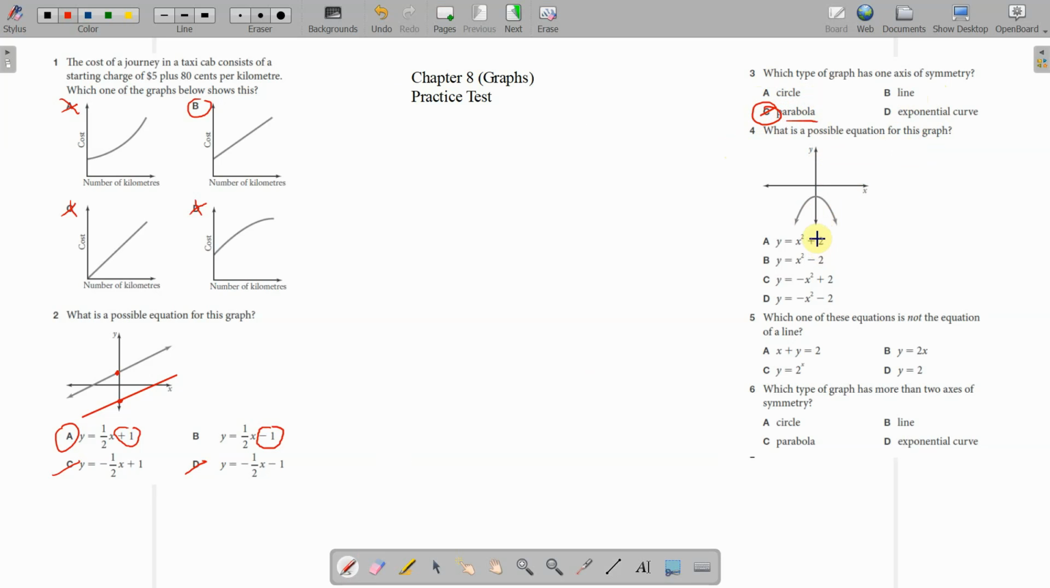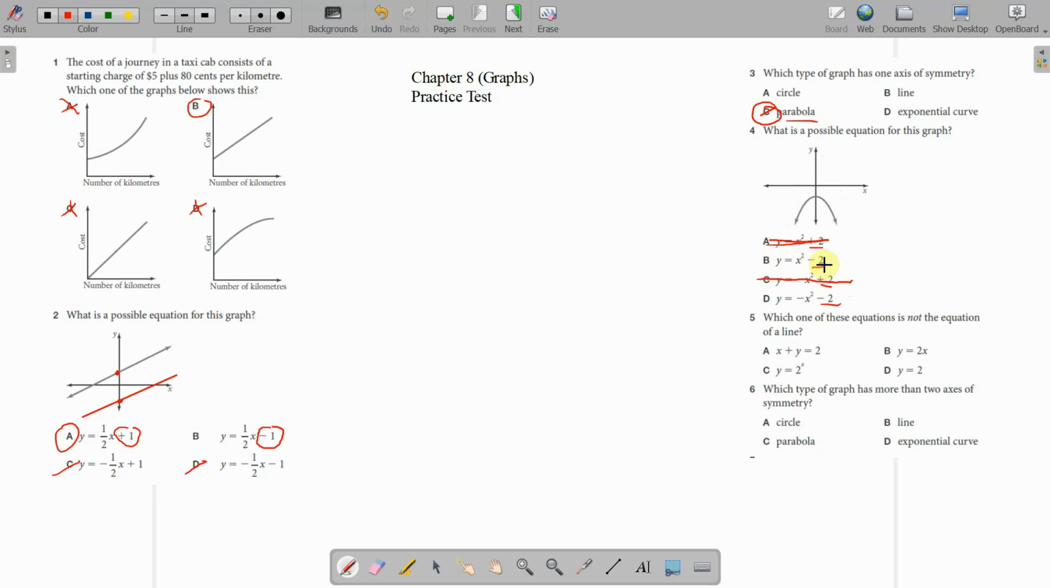Possible equation for this graph. All right, well, now we've got, again, this last part is the y-intercept. Plus 2, minus 2, plus 2, minus 2. So let's look here. We've got a y-intercept that's below 0. So it can't be that one, because that's a y-intercept up here. And so is this one. So it's got to be one of these two.